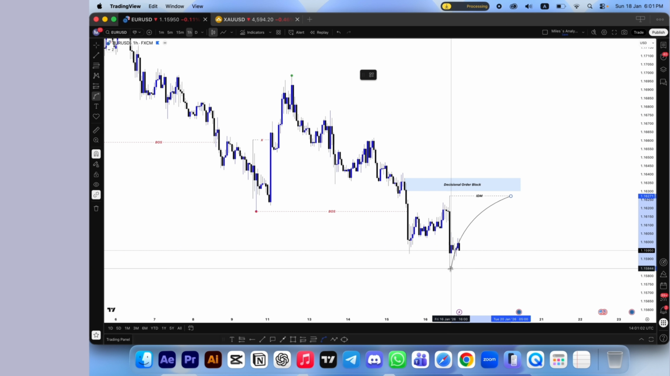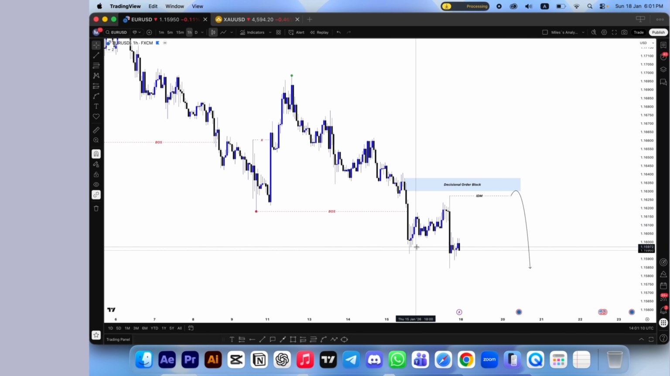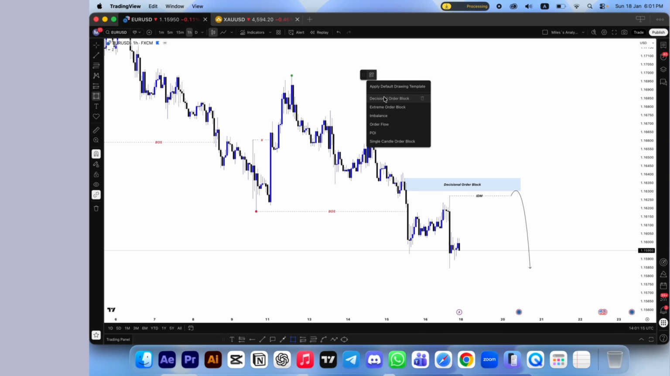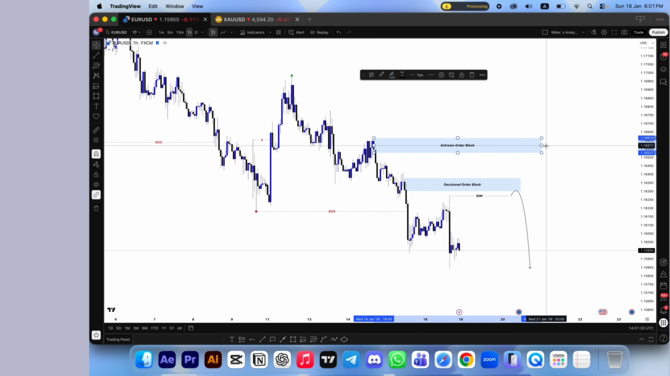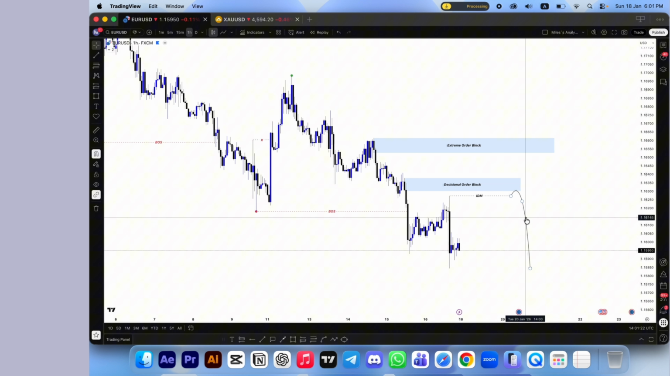So currently this is not a valid lower low, it only becomes valid if price takes out inducement. So if inducement is taken out and then price mitigates the order block, we can look for shorts. But in case this is not respected, then we'll be looking for the extreme order block, which is this one right here. So these are the two possible entries we can get from the 1 hour time frame on EURUSD for shorts.